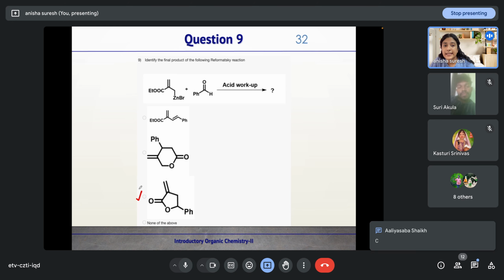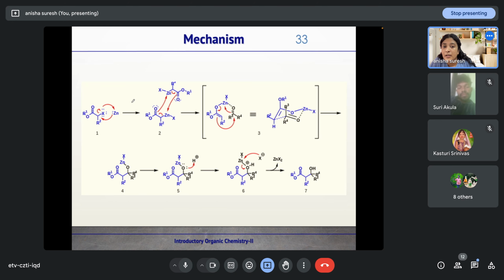C is the right answer. We will see what the mechanism is. This is the general mechanism for the Reformatsky reaction. When we have an alpha haloketone or something similar, zinc can get inserted as shown here, leading to formation of a zinc bromide intermediate. Now this carbonyl oxygen can attack the zinc, which is a metal. Then this bond can shift and attack the zinc. So this sort of intermediate will form. This is a six-membered intermediate. And now what will happen?